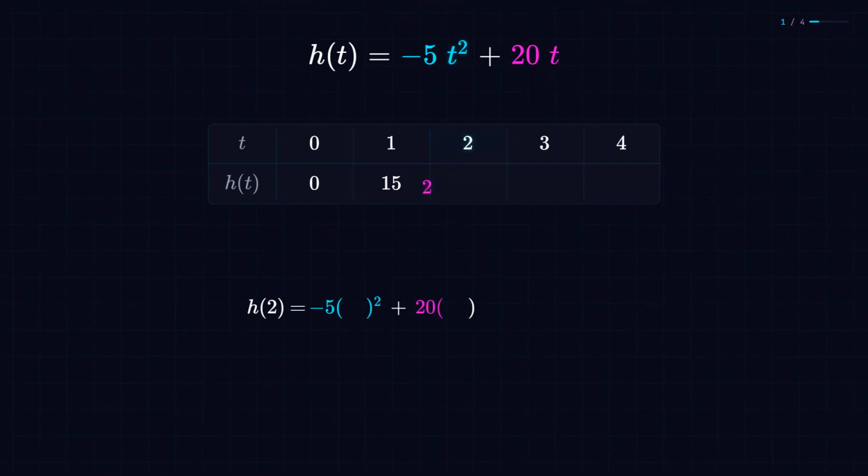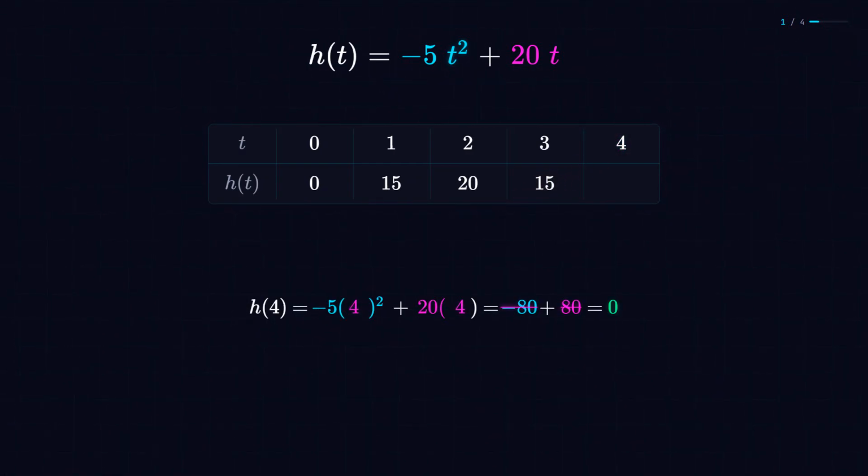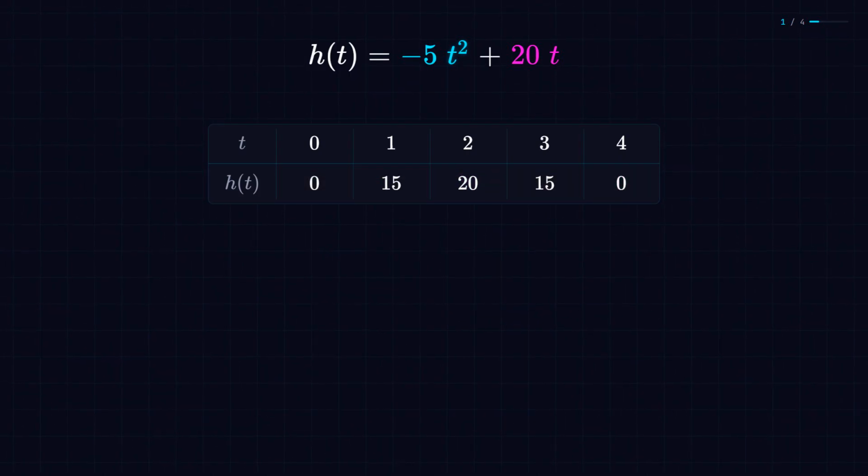2 seconds. Negative 20 plus 40. 20 meters. There's the point that broke our prediction. 3 seconds. 15 again, it's falling. And at 4, negative 80 plus 80. 0. Back on the ground.